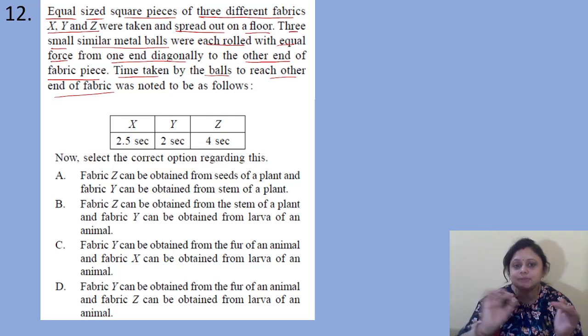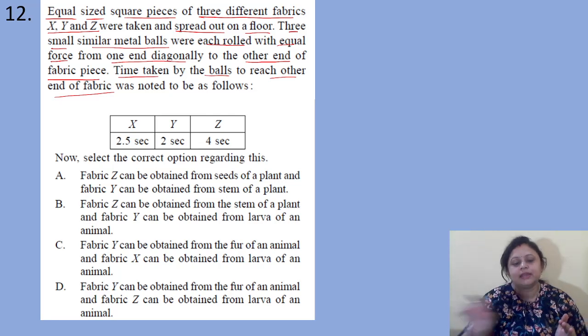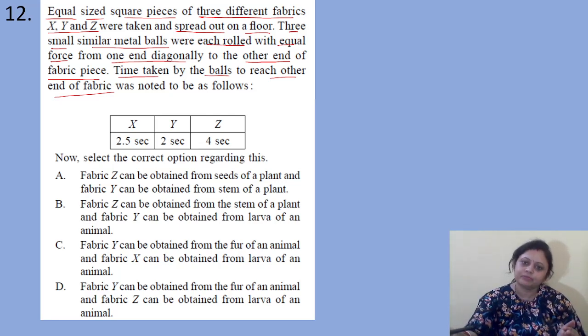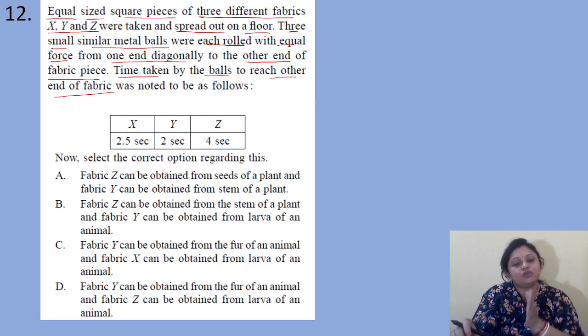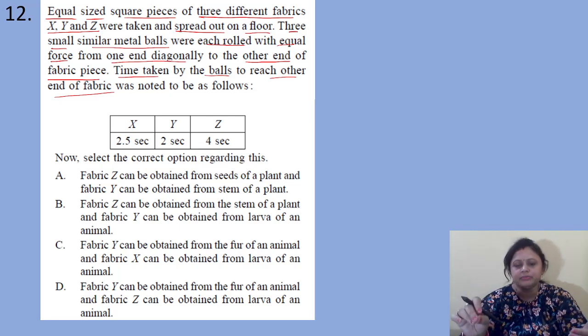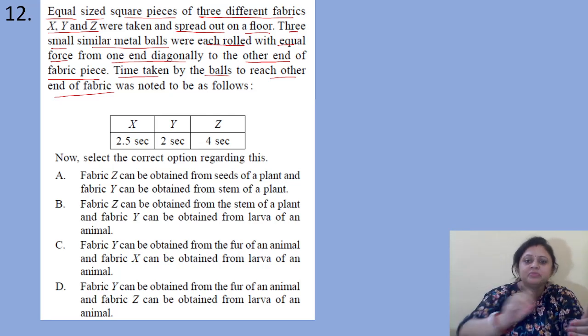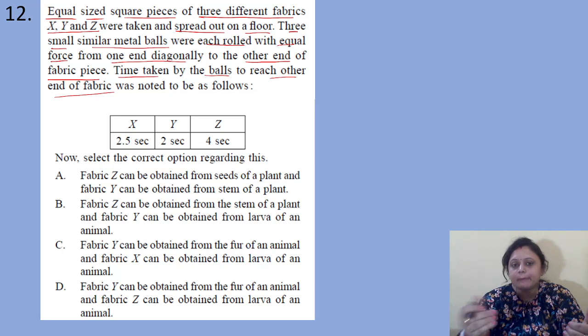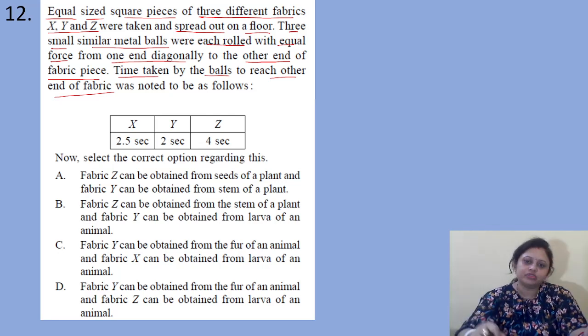If a fabric is smooth, the metal ball can easily roll over that fabric. Why? Because there will be less resistance from the fabric. So if a fabric is smooth, it will take less time. And if a fabric is rough, not that smooth, then it will offer resistance to the metal ball. Now the metal ball will not be able to roll smoothly on that fabric, so it will take comparatively more time to reach the other end of the fabric.